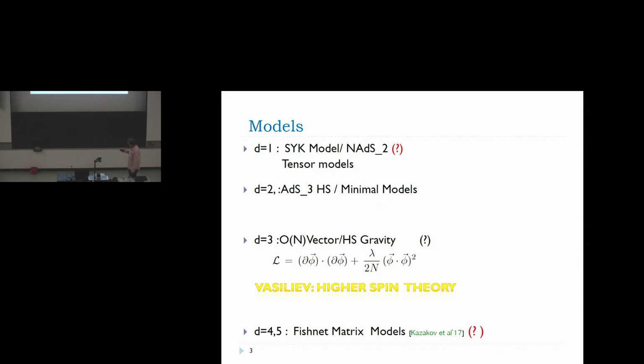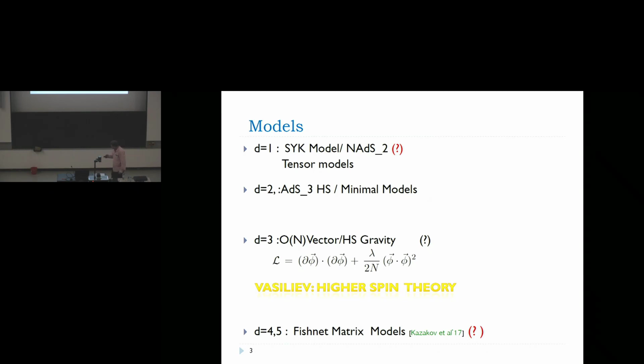The classic case is obviously the vector model in 3 dimensions, which again has been studied a lot, being dual to Vasiliev's higher spin theory. I'll point to even one other model, which I randomly picked up, the Fishnet matrix model of Kazakov, which he has been developing with collaborators recently. I'll maybe make a comment on it.